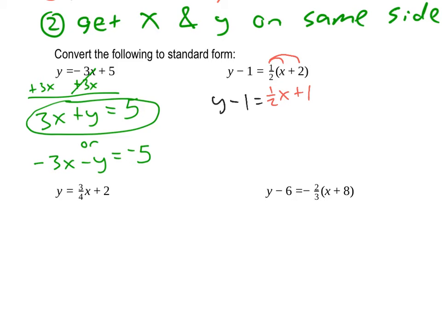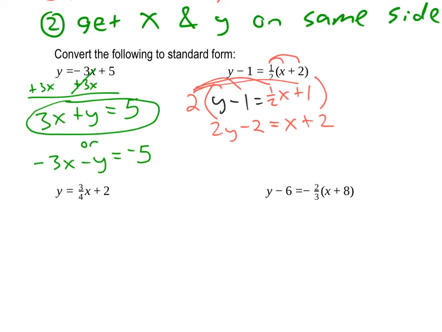All right, so now this is where you're going to fraction bust to get rid of that half fraction. So we're going to multiply everything by what? 2. That's right, 2 gets rid of that denominator. So 2 times y, 2y. 2 times negative 1, negative 2. 2 times 1/2 of x, just x or 1x. And 2 times 1, 2. All right, is that standard form? No, sir. Not yet. We have no fractions though.